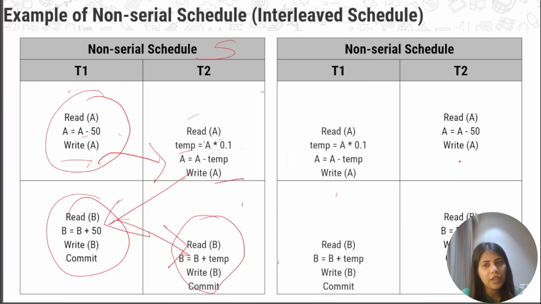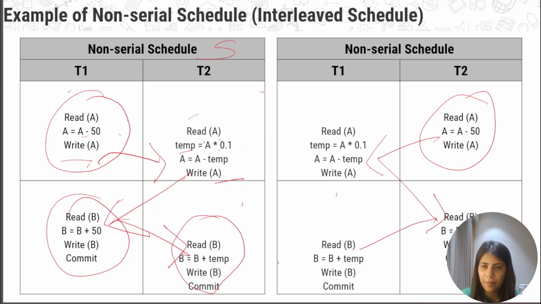Or vice versa, we can also understand that this will get executed first, then this will go over here, then this step, and then over here. So back and forth, it is moving from T2 to T1, then again T2, and then T1. This is an example of a non-serial schedule, or we can also call it an interleaved schedule or a parallel schedule.